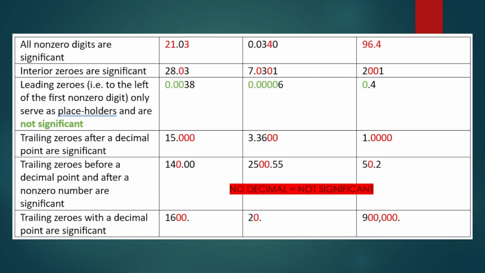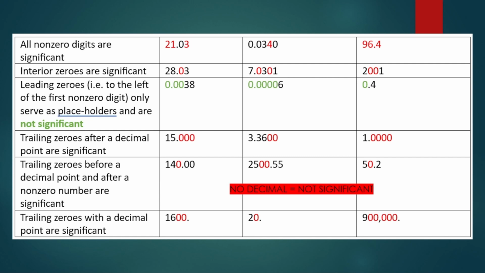Rule number 3, zeros at the beginning are not significant. So the significant figures would start at the first non-zero number. In this case, 0.0038 would contain 2 significant figures because it would start at 3. And 0.0006 would contain 1 significant figure.